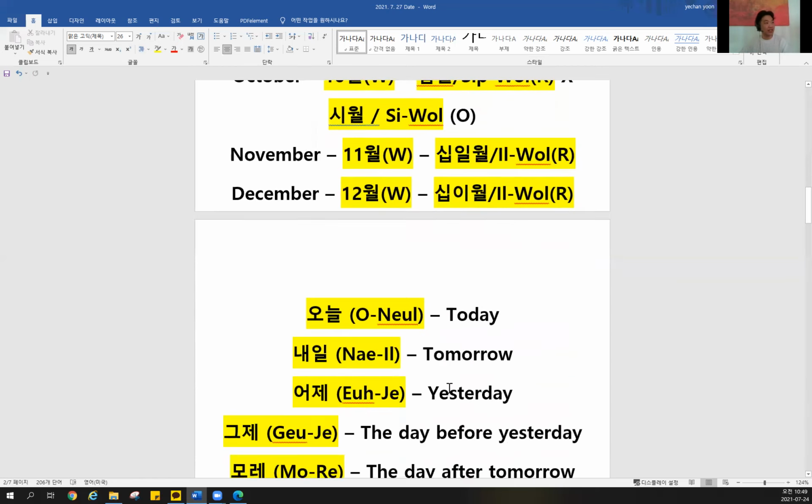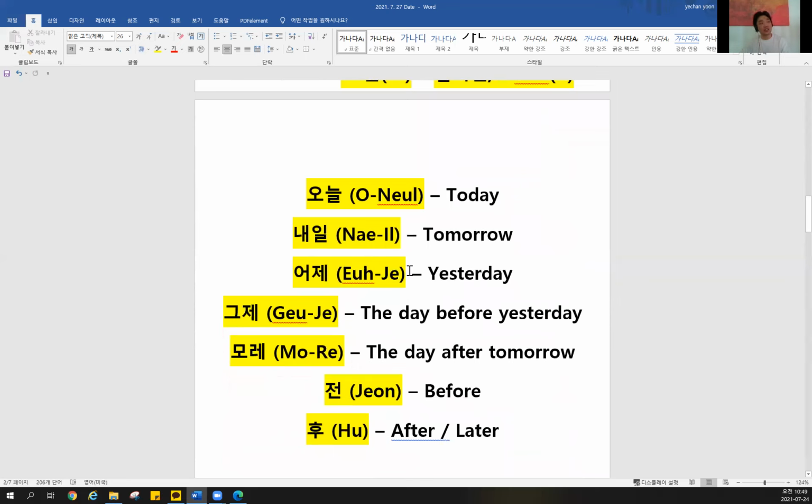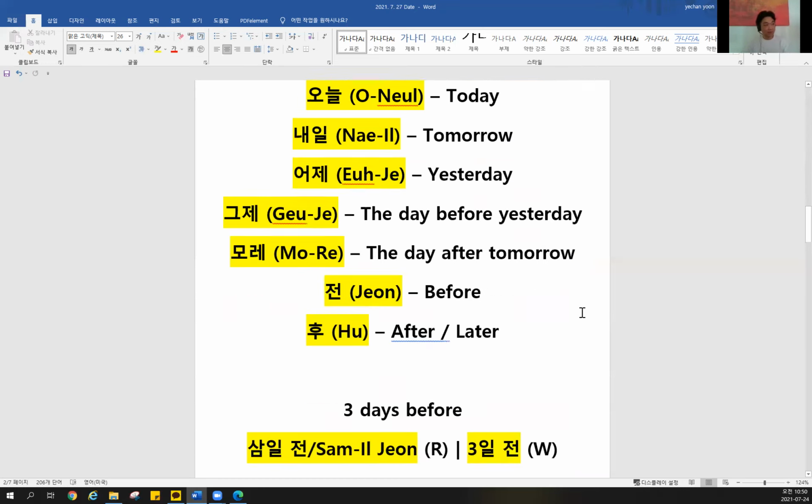Okay, for the next one, I just wrote it down for y'all, just in case. We're gonna use this a lot in the future. Today is 오늘. Tomorrow is 내일. Yesterday, 어제. The day before yesterday, 그제. The day after tomorrow, 모레. Before, 전. After, 후. Okay.